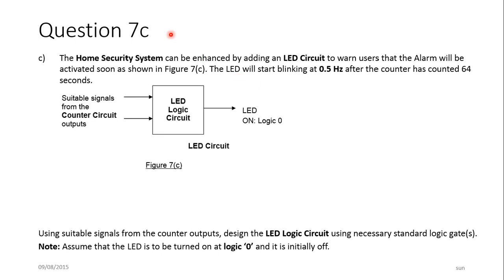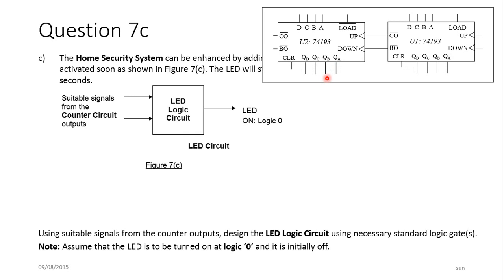In question 7c, we are to design a circuit that will blink the LED after the counter has counted 64 seconds. The blinking will be at the rate of 0.5 Hz, and the signal should come from the counter outputs. Note that the LED is to be turned on by logic 0.